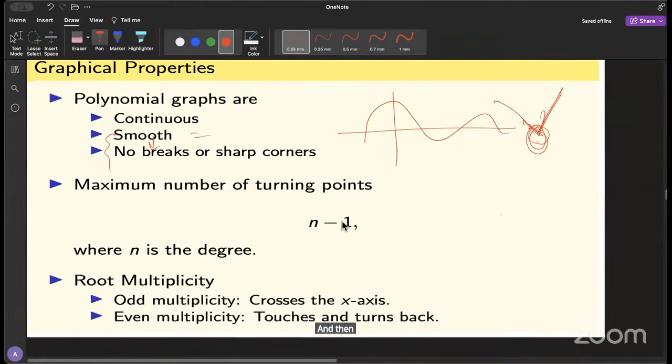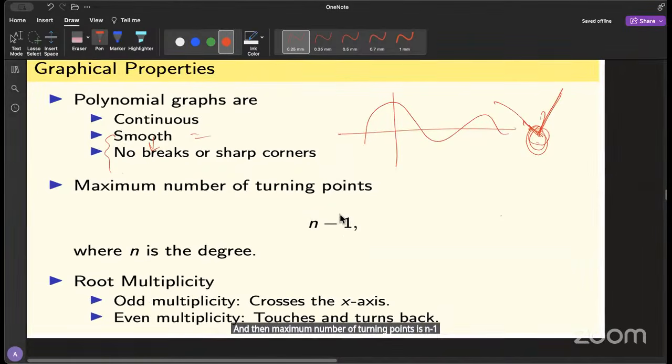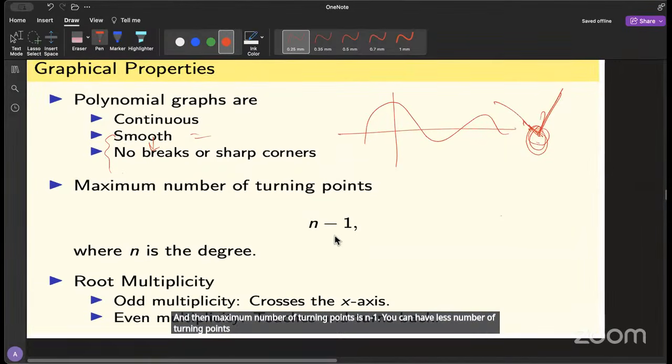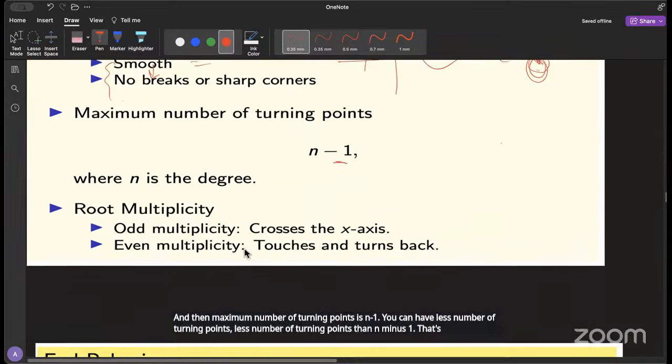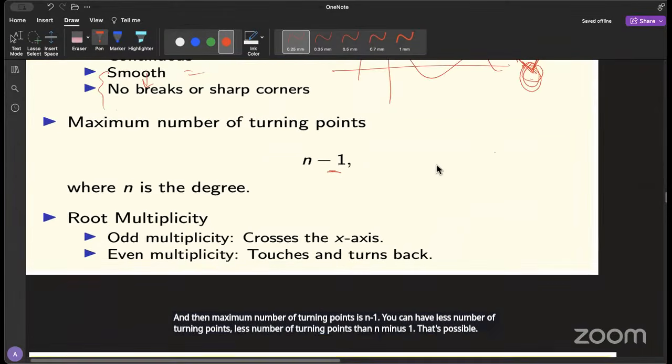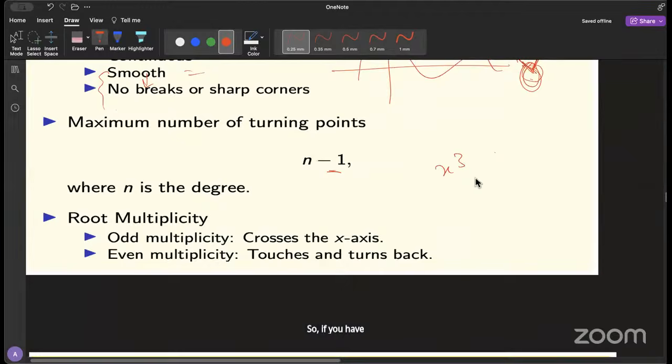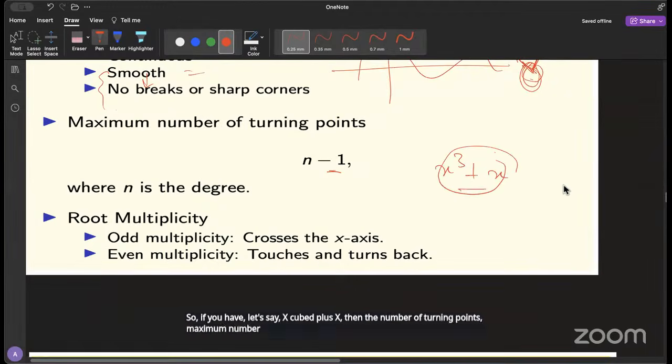And then the maximum number of turning points is n minus 1. You can have fewer turning points than n minus 1. That's possible. So if you have, let's say, x cubed plus x, then the maximum number of turning points this polynomial can have is 2.